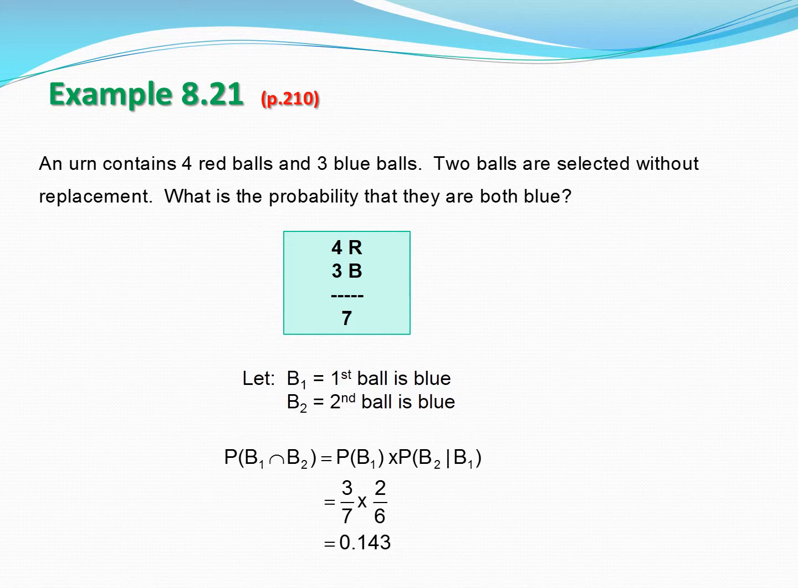And then if we know that the first ball was blue, then the probability of the second ball also being blue will be 2 over 6, since you didn't replace the first ball, so your total number of balls will decrease by 1, and if the first ball was blue, then the total number of blue balls will also decrease by 1. So that probability will be 0.143, by applying the multiplicative law of probability.